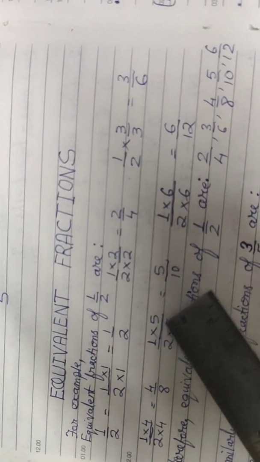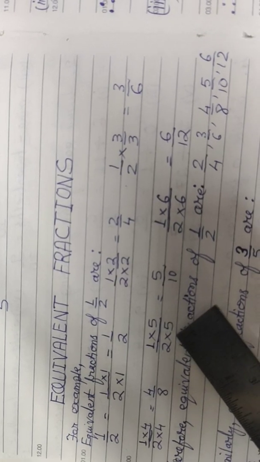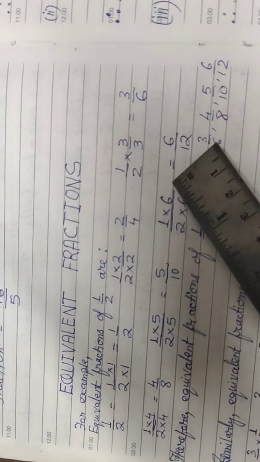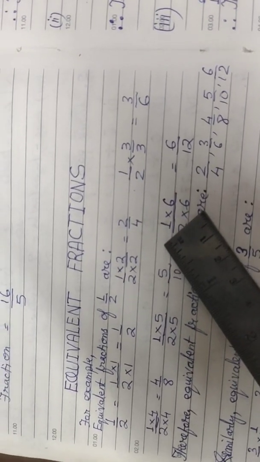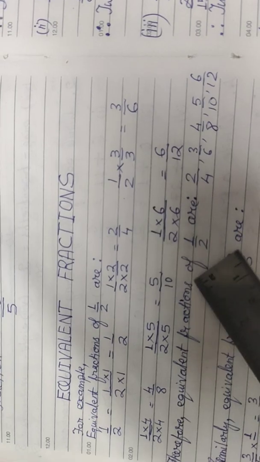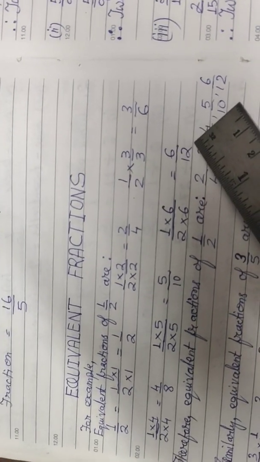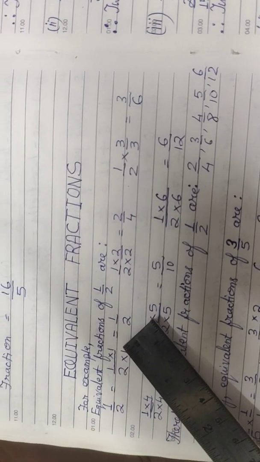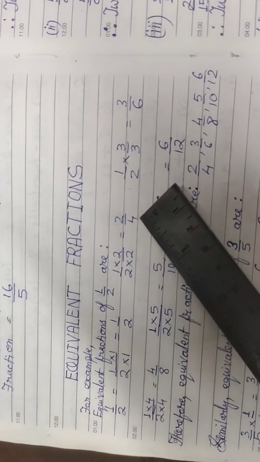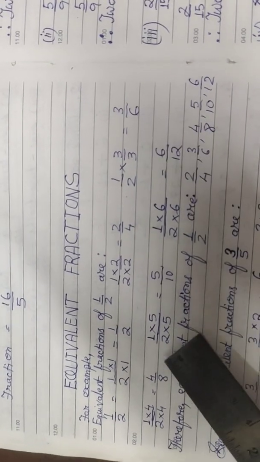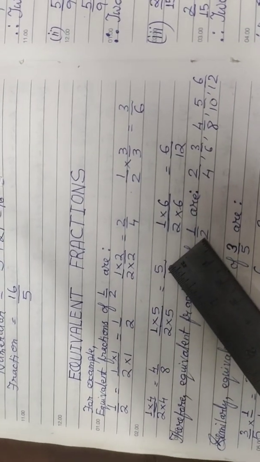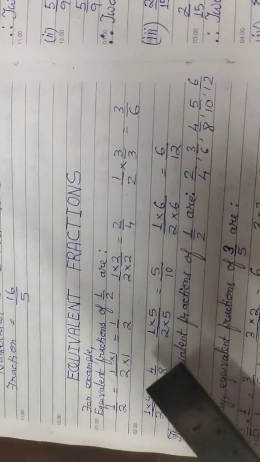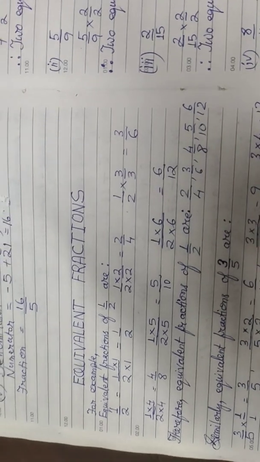Again 1 by 2. Both I am going to multiply denominator and numerator with 5. So 1 into 5 is 5, 2 into 5 is 10. Then next I am going to multiply with 6, both numerator and denominator. So 1 into 6 is 6, 2 into 6 is 12. So how many equivalent fractions have I got for 1 by 2? Let's see. The first one is 2 by 4, then 3 by 6, then 4 by 8, 5 by 10, 6 by 12. So we have 1, 2, 3, 4, 5 equivalent fractions.